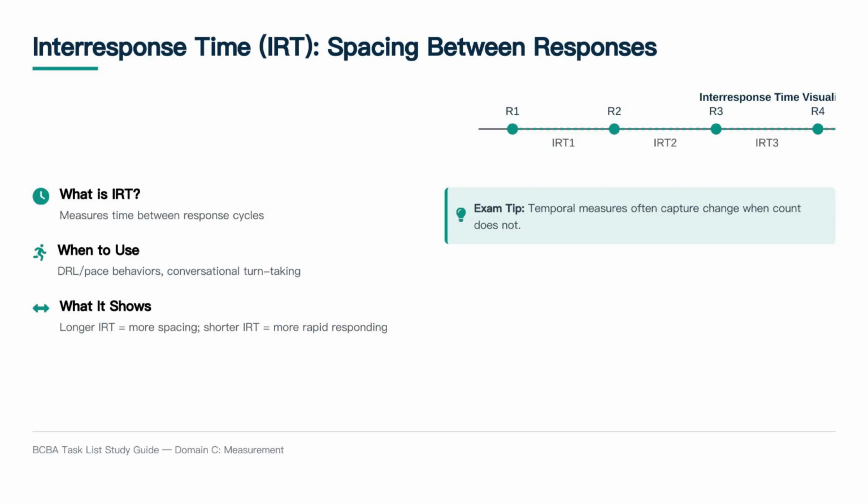Interresponse time, or IRT, measures the spacing between responses, which matters in pace-related goals like DRL procedures or conversational turn-taking. Remember the direction? Longer IRT means more spacing between responses, and shorter IRT means more rapid responding, so you interpret change based on whether you're trying to slow down or increase fluency.